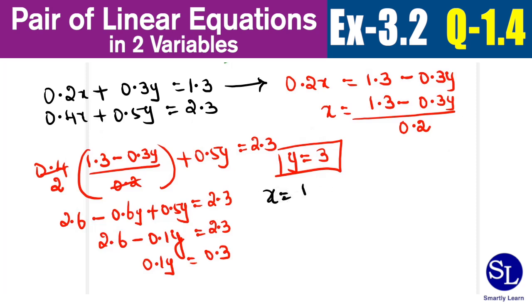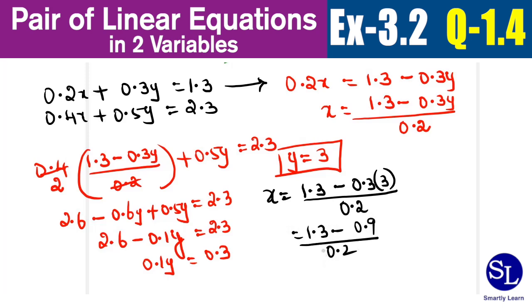So, x is equal to (1.3 minus 0.3 into 3) divided by 0.2. So, 1.3 minus 0.3 into 3 is 0.9, divided by 0.2. 1.3 minus 0.9 is 0.4 by 0.2, which is equal to 2. So, x is equal to 2 and y is equal to 3.